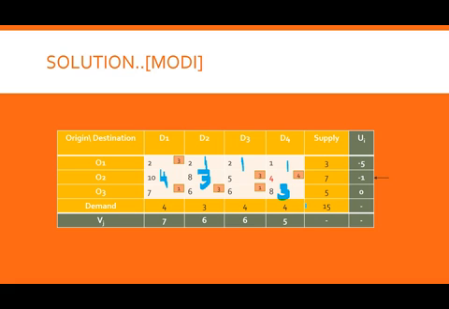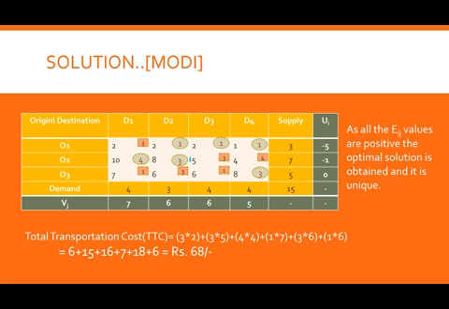So we see that all the eijs are positive: 1, 1, 1, 4, 3 and 3. So as all the eij values are positive, this is an optimal solution. And we see that none of the eijs are 0. Therefore, the obtained solution is unique. So calculate the TTC for the problem now.